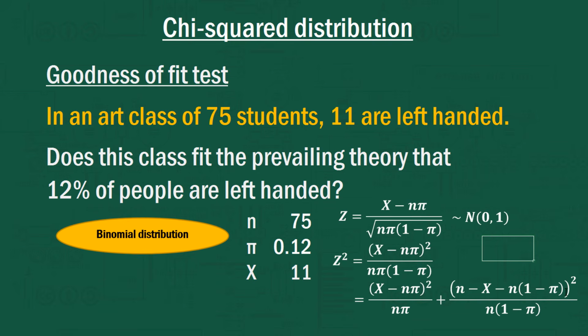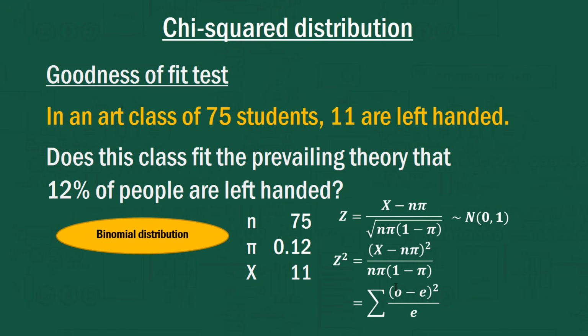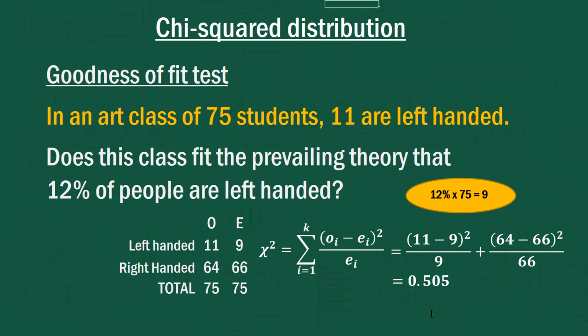Does that look familiar to you? The observed minus the expected all squared divided by the expected. And you sum them all together. Isn't that interesting? So that's how we get this formula here, the sum of the observed minus the expected all squared divided by the expected. And we sum that for each particular outcome that we come across. In this case, there's only 2, left-handed and right-handed.